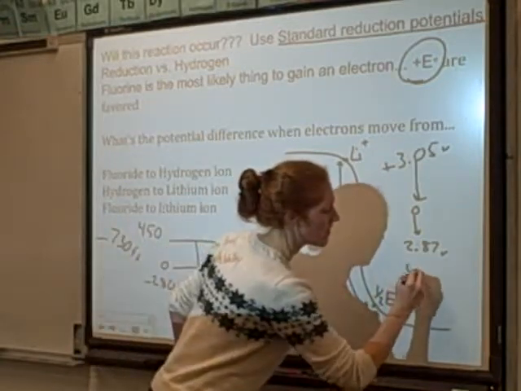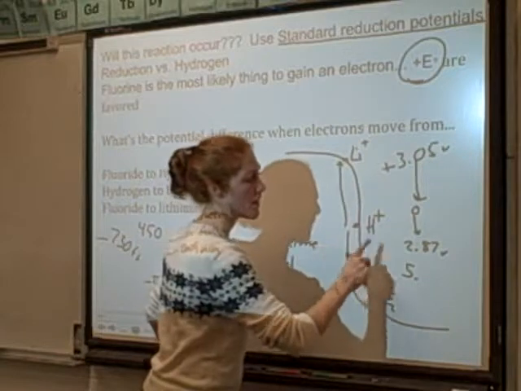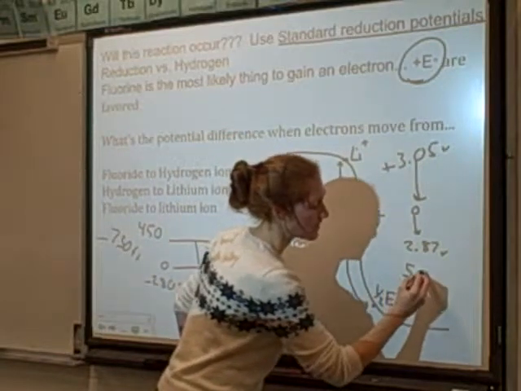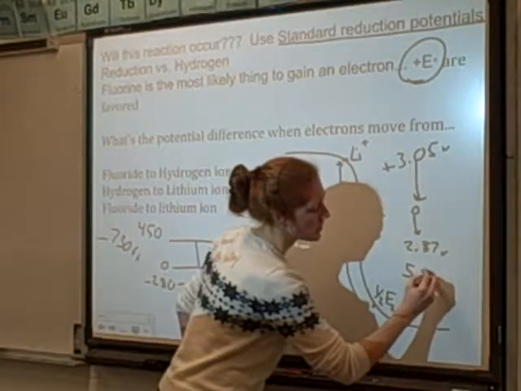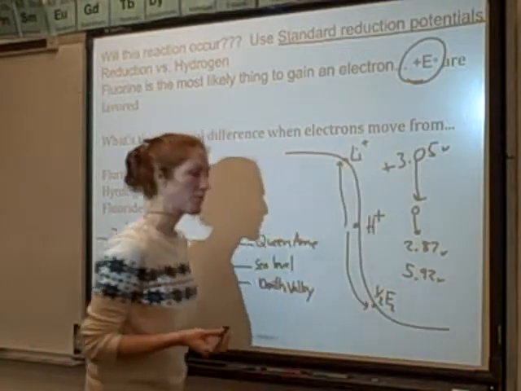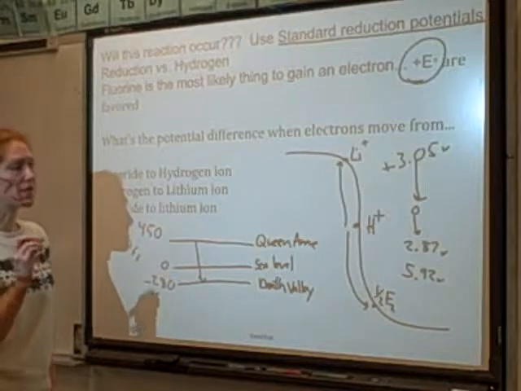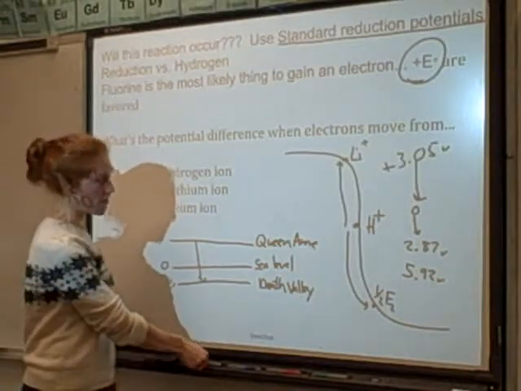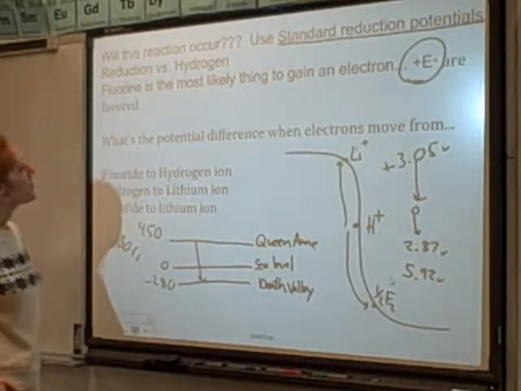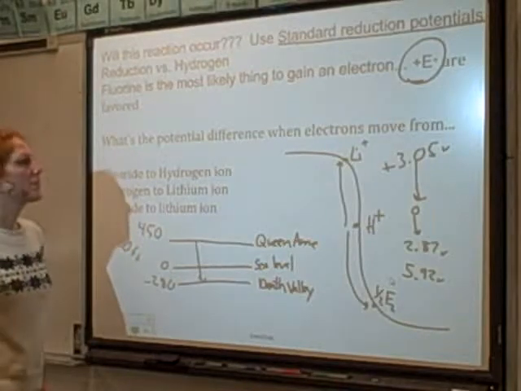So all in all, I would just add 3.05 plus the 2.87 and get 5.92 volts more stable. So by comparing everything to hydrogen, we can actually calculate the standard reduction potential of any reaction. Tricky things. So I kept saying favored.